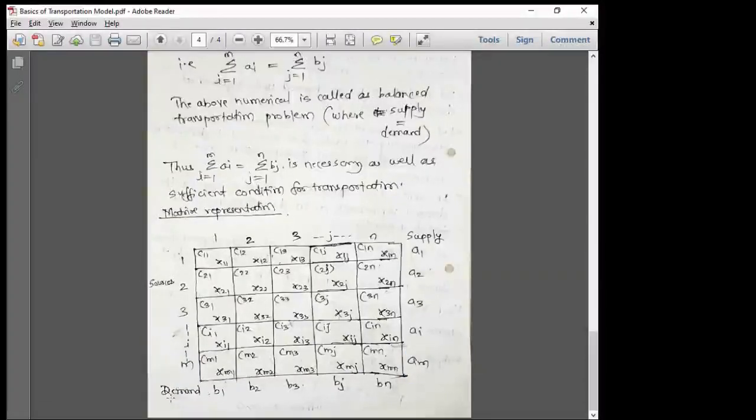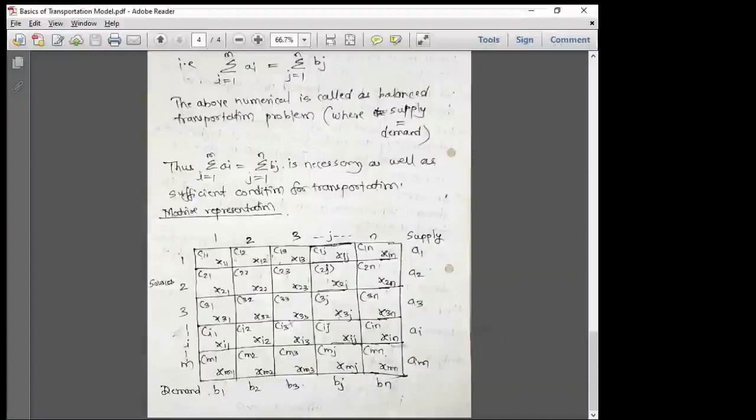Similarly, the demand is also represented. The demand for destination 1 is given here, that is B1. The demand for destination 2 is given here, B2. The demand for destination 3 is given here, B3. And the demand for your last destination, N, is given here, Bn.